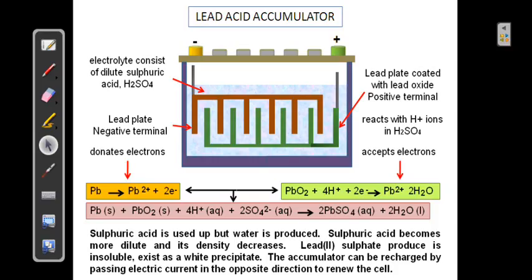So if you look at your parent's battery, you look at the terminal, you will see some white stuff. So that is what we call the white precipitate, which is actually lead II sulfate. And the accumulator can be recharged by passing electric current in the opposite direction to renew the cells. So this is what the lead acid accumulator is all about.